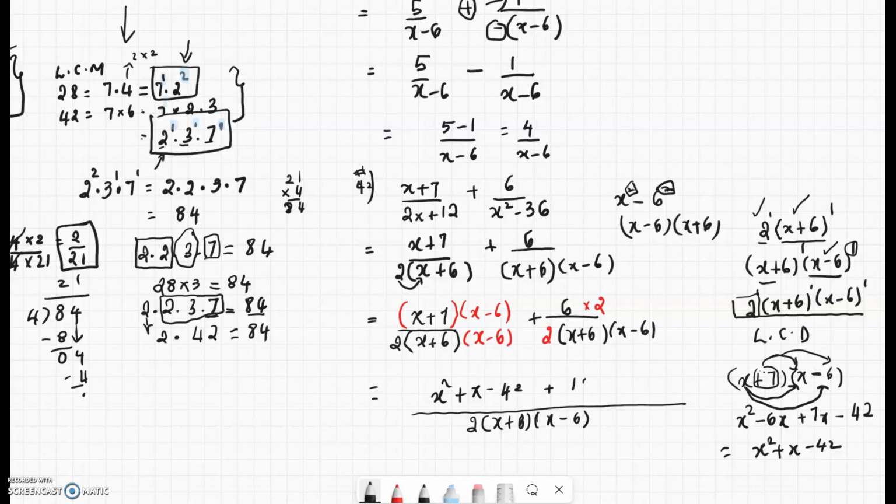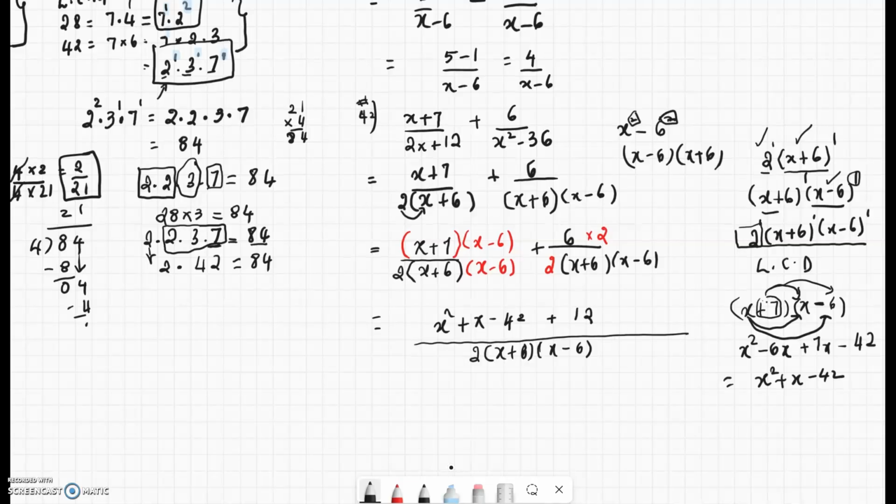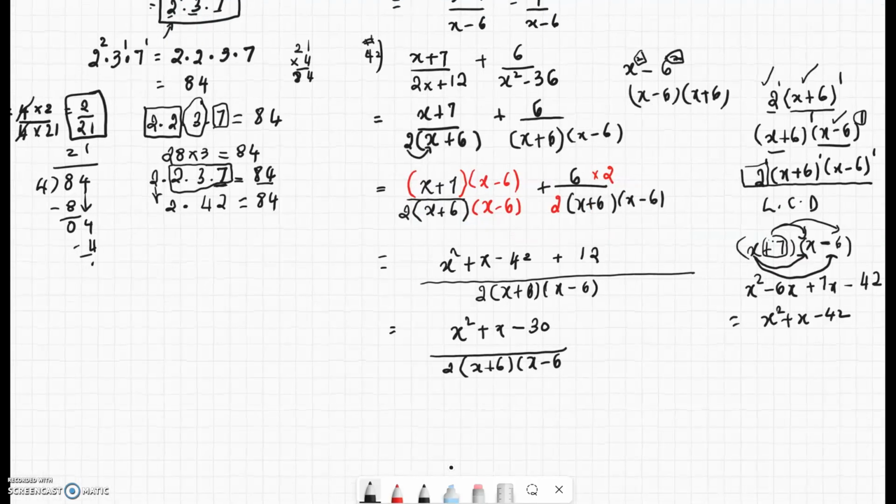plus 12. Now we simplify the numerator by combining like terms. We don't have another x squared, so I'm going to write down x squared plus x, and then negative 42 plus 12 is negative 30, divided by 2 times x plus 6 times x minus 6. Now remember, we are done with the addition. We're completely done with the addition.